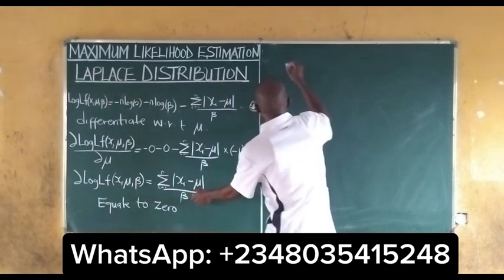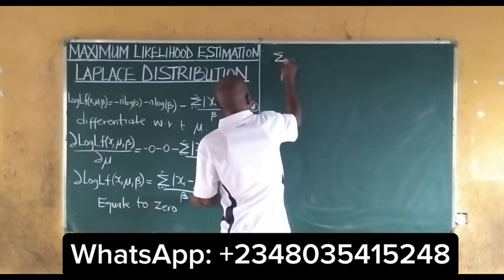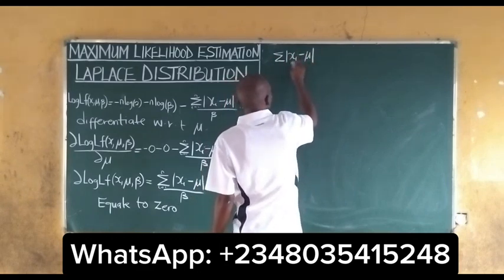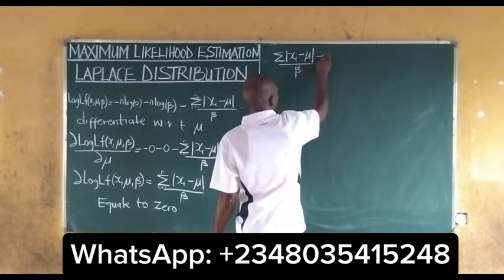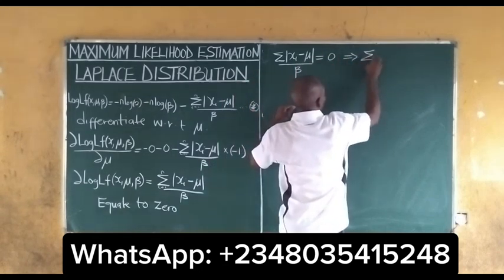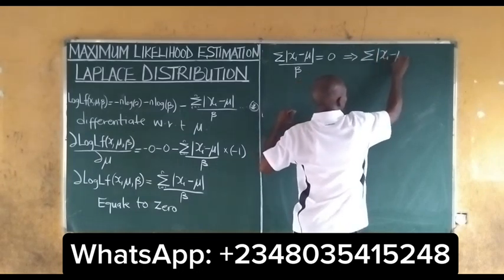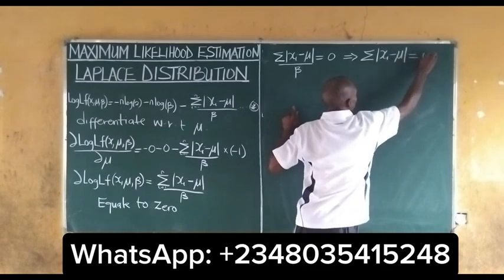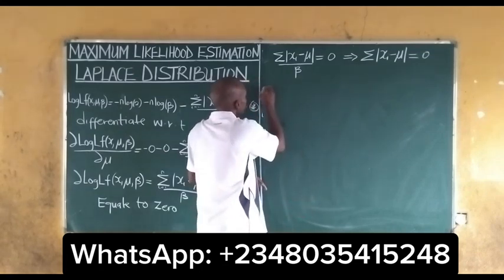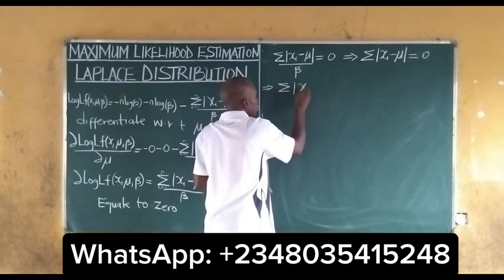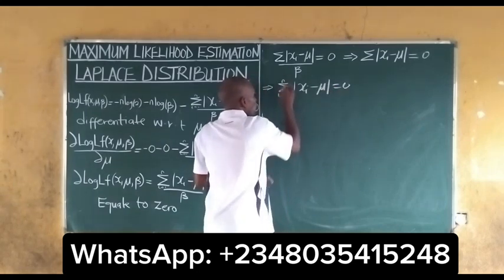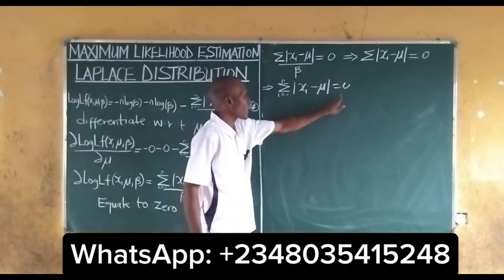So as we are equating this to zero, we have summation of xi minus mu all over beta is equal to zero, which also implies that summation of xi minus mu is equal to zero. So we have this. We then use that summation of xi minus mu is equal to zero. So this equation here is satisfied.